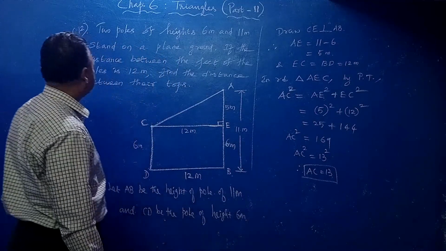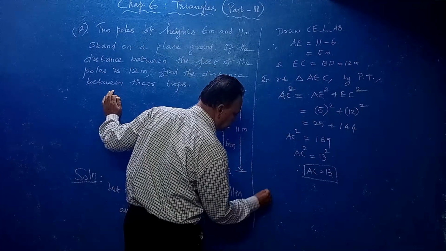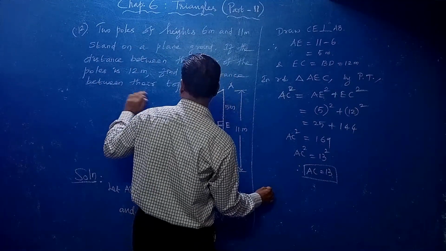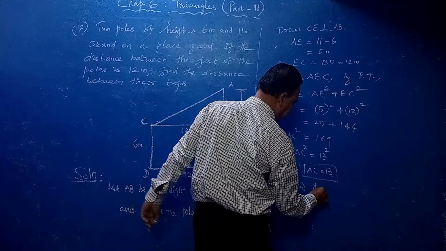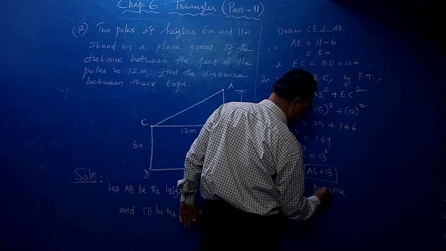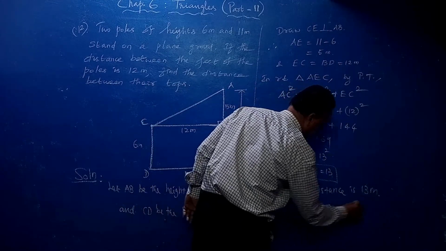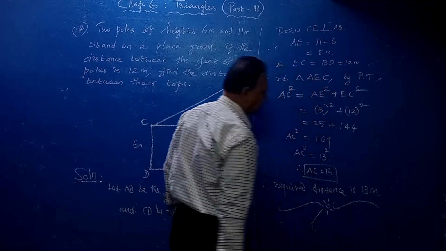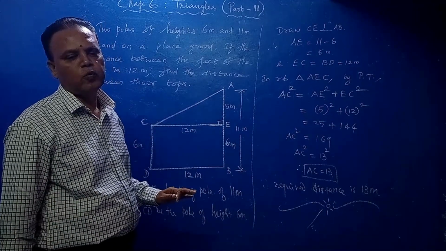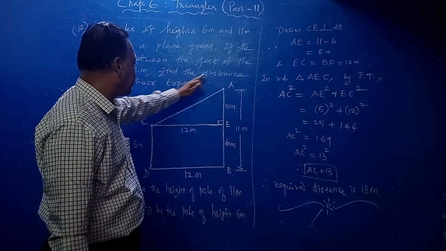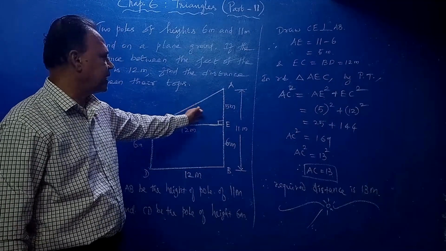Therefore, the required distance between their tops is 13 meter. That's all. So very easy, you can easily apply the Pythagoras theorem. The only thing is you have to read the problem and draw the diagram correctly. That is very important. Then applying the Pythagoras theorem is easy.